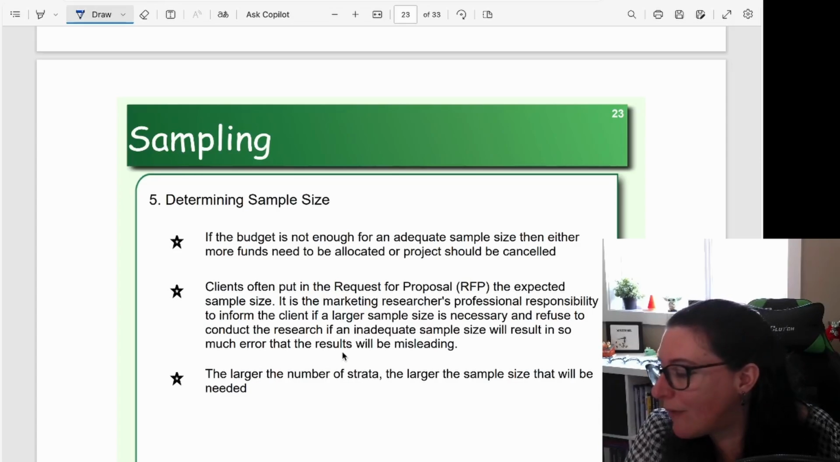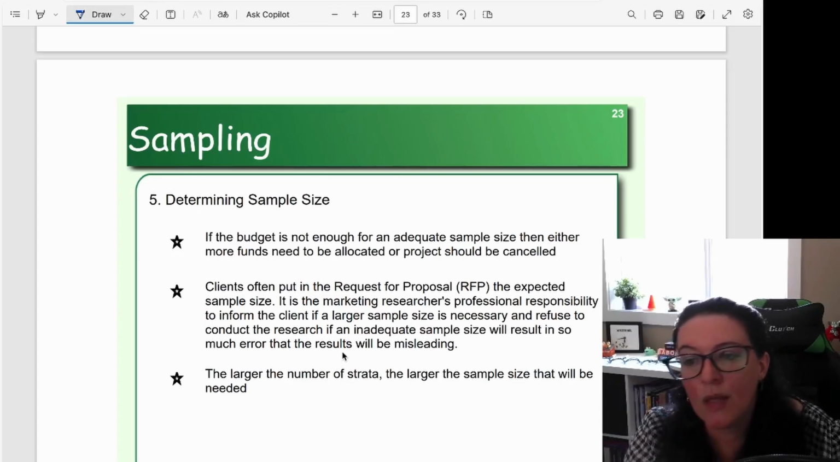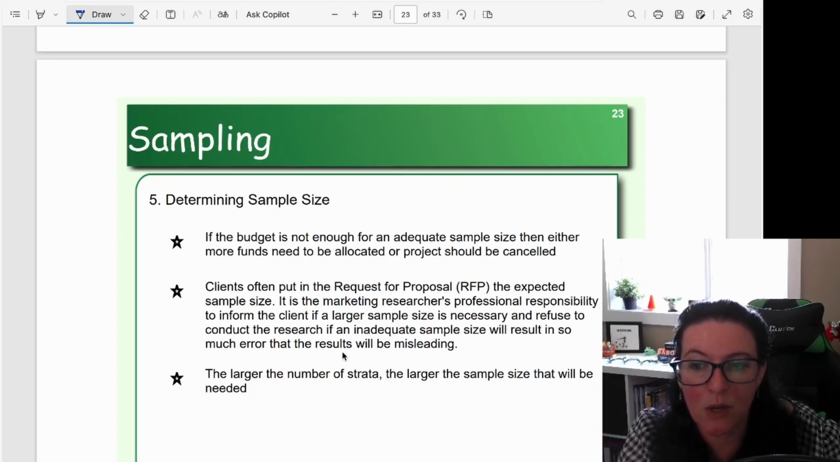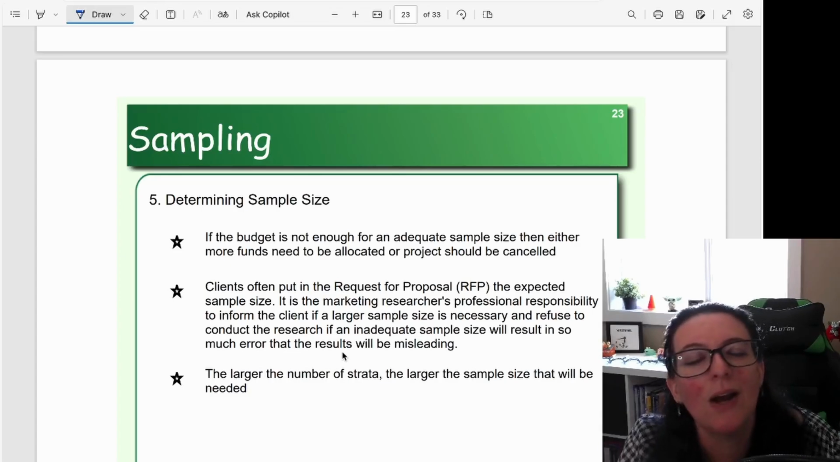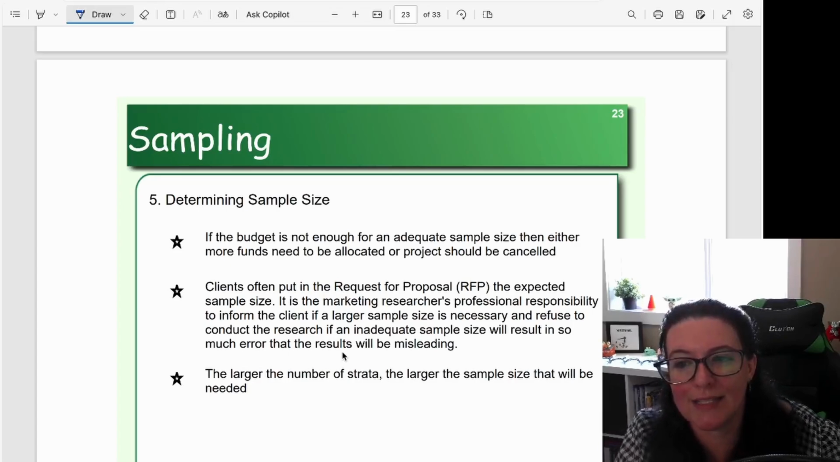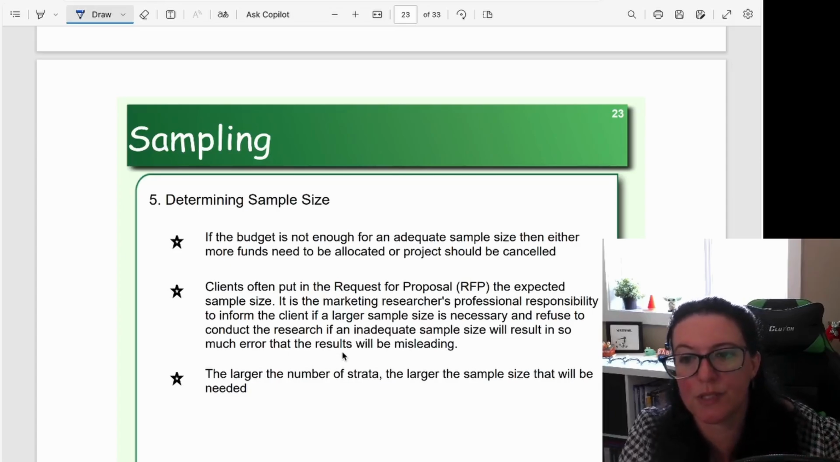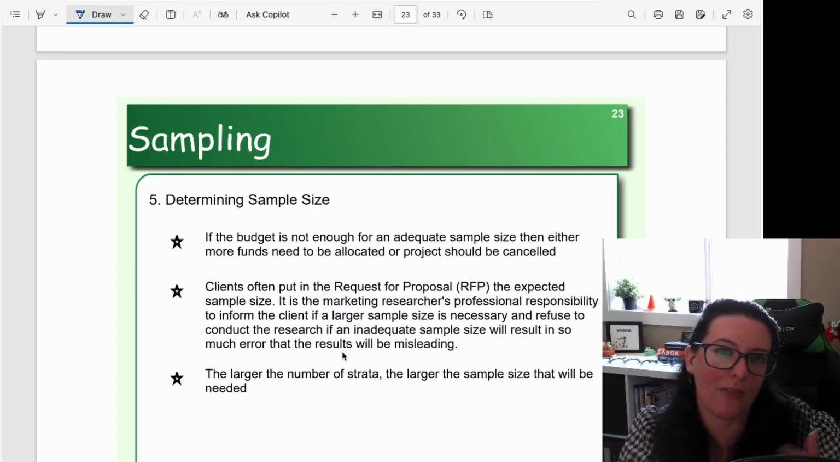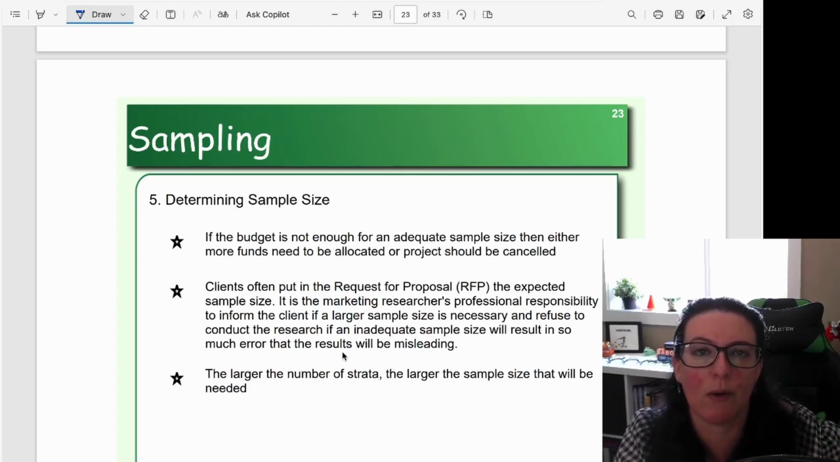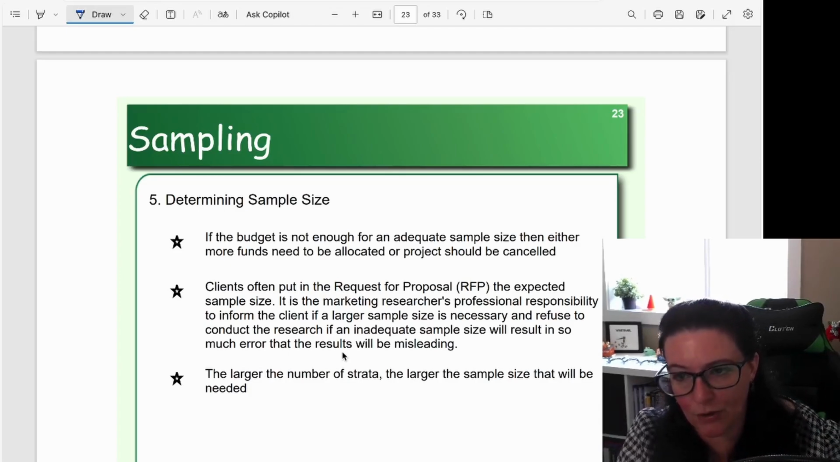Now, when you have an RFP, a request for proposal, the client who's creating that RFP will often put an expected sample size. Or if you are building a proposal as a response to an RFP or for your organization itself, then you may specify what sample size is necessary in order to get the results that would actually inform decisions within the organization. You're basically showing that if you can't get that appropriate sample size, then any conclusions that would be drawn from your work may not be accurate.